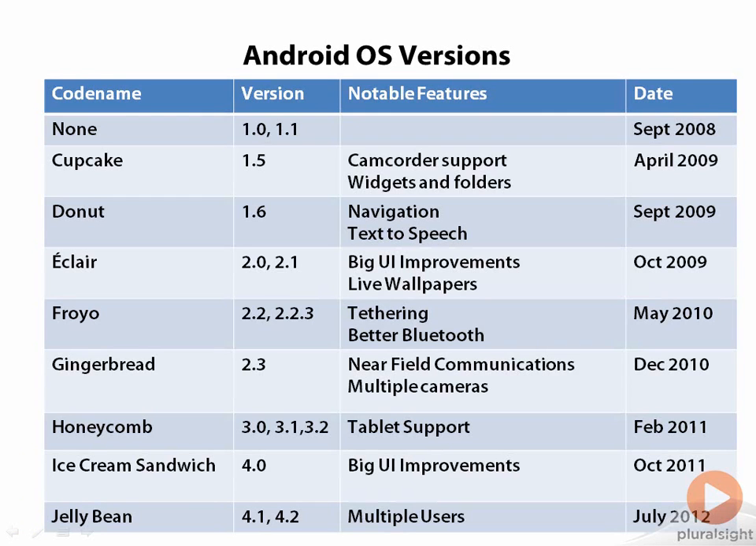And Android 5.0 is supposed to be called Key Lime Pie, but we don't know a lot about the features and functionality of that operating system, at least at the time that I was recording this course.